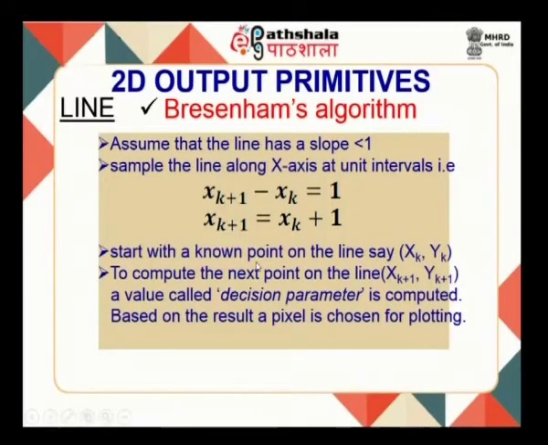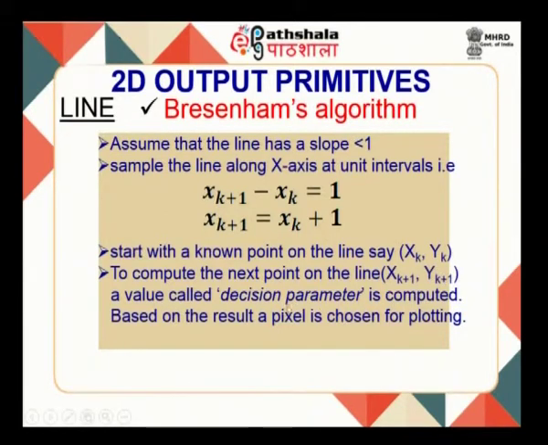Okay. So, start with a known point on the line, say xk, yk, which is a known computed point on the line. Our aim is to compute the next unknown point on the line. Let us indicate that as xk+1, yk+1. So, how do we compute the unknown point on the line?